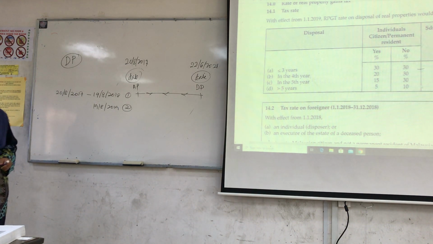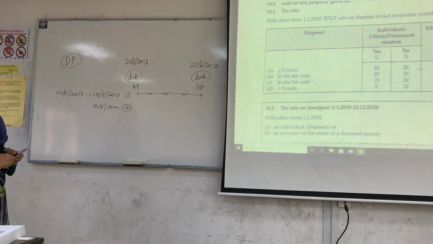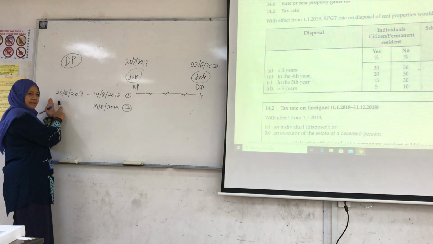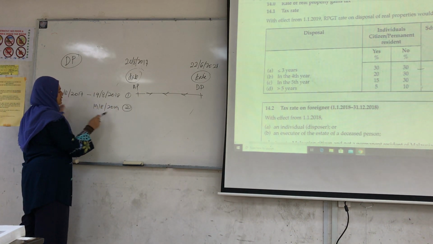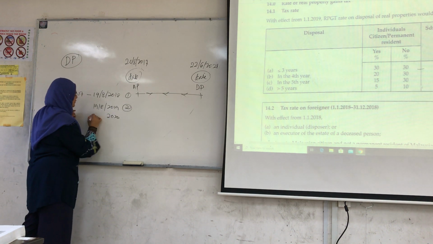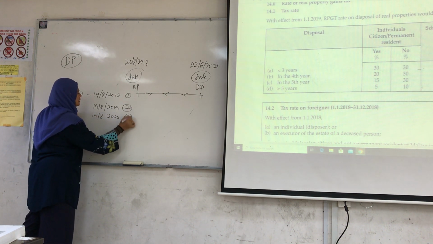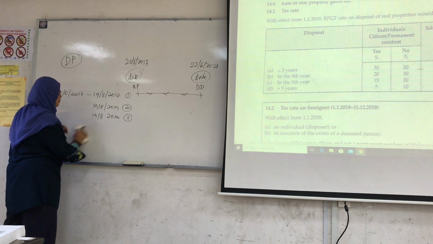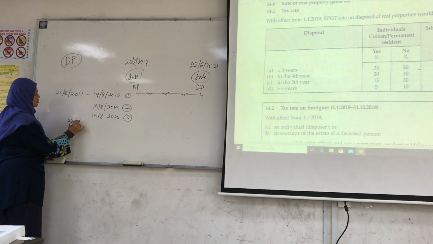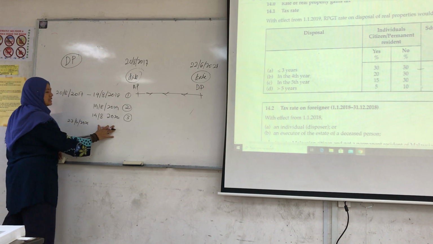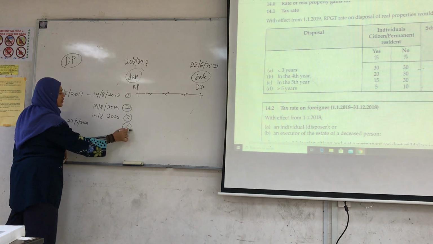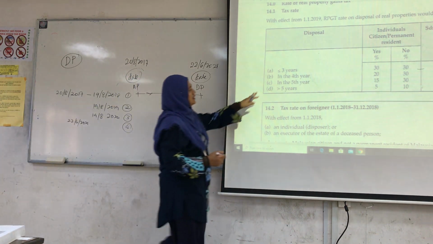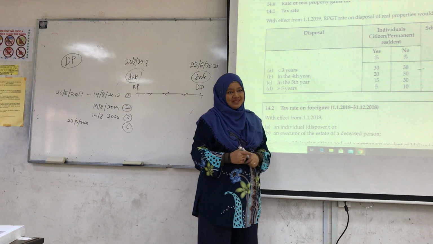Is it in the 4th year or 5th year? Assume that the acquisition date is still the same. First year, second year, then 19 August 2020 is the third year, but you dispose on 22nd of June 2021, right before the full year on 19th of August. So you're already in the 4th year, even though it's not complete. You fall in the 4th year, so the rate is 20%.